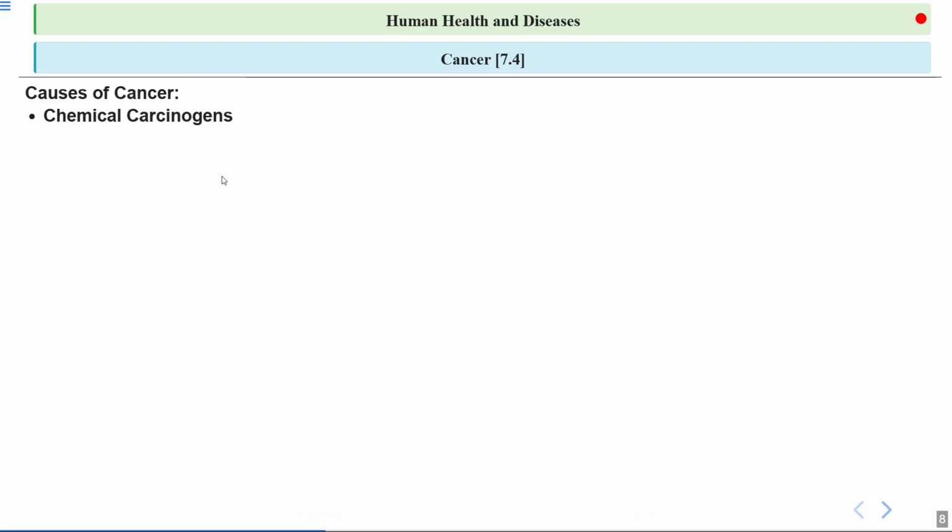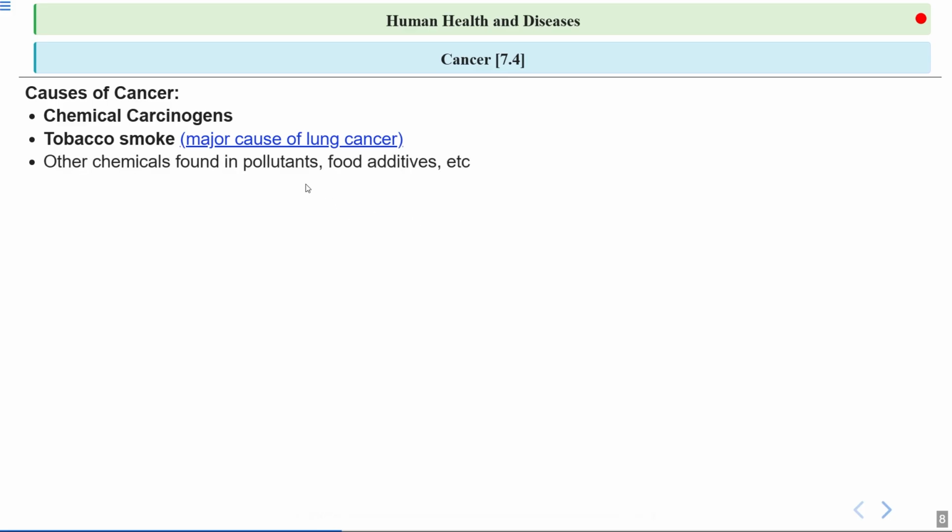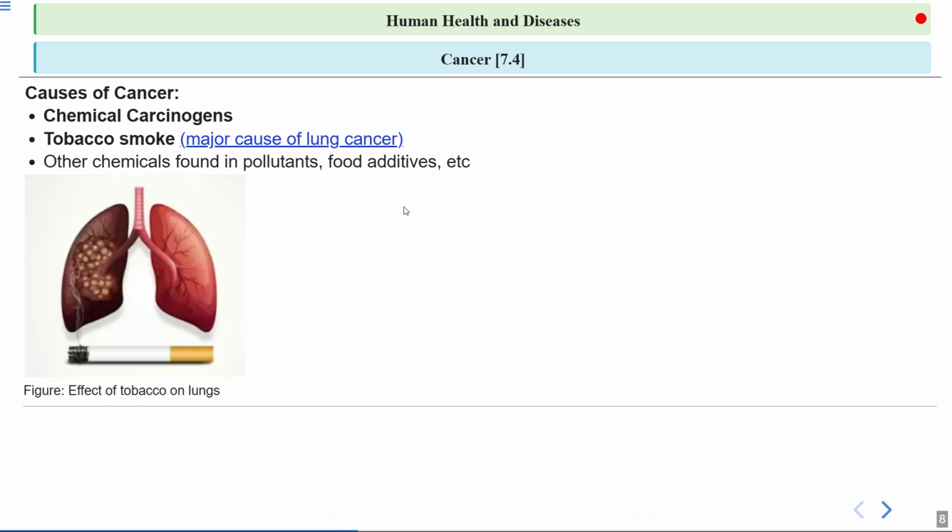Now let's talk about the chemical carcinogens. These are substances that can trigger cancer by causing mutations in the DNA. Tobacco smoke is a prime example of a chemical carcinogen. It's a leading cause of lung cancer worldwide. Other chemicals found in pollutants, food additives, etc. can also cause cancer. Here you can see in this image tobacco smoke, a major cause of lung cancer. On the left they are showing the damaged lung and they are also showing a normal lung here.